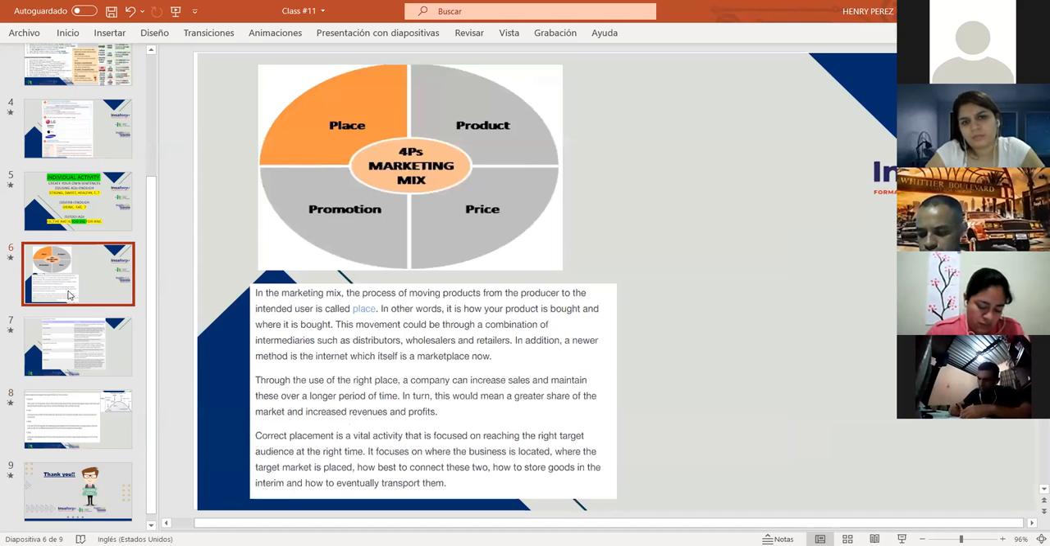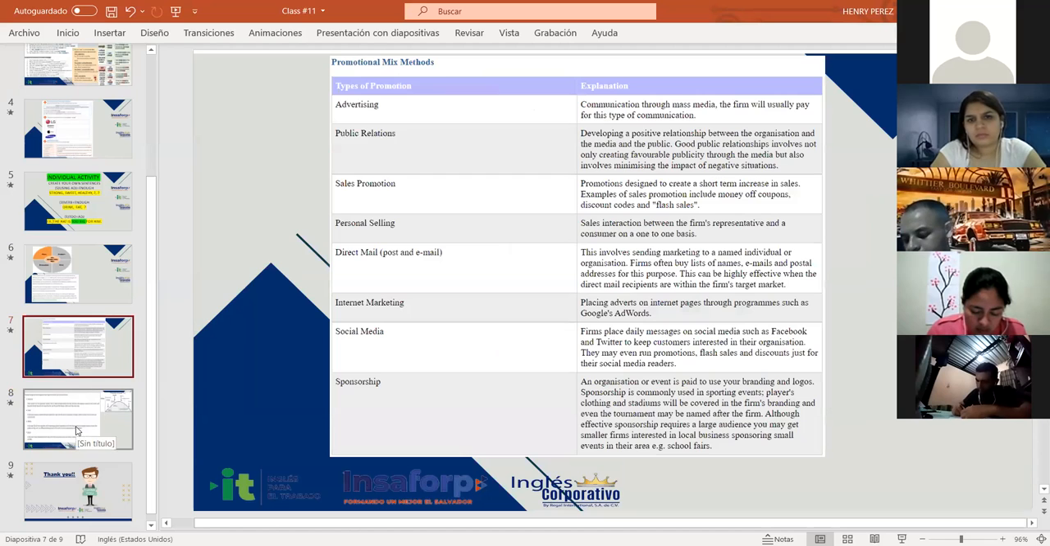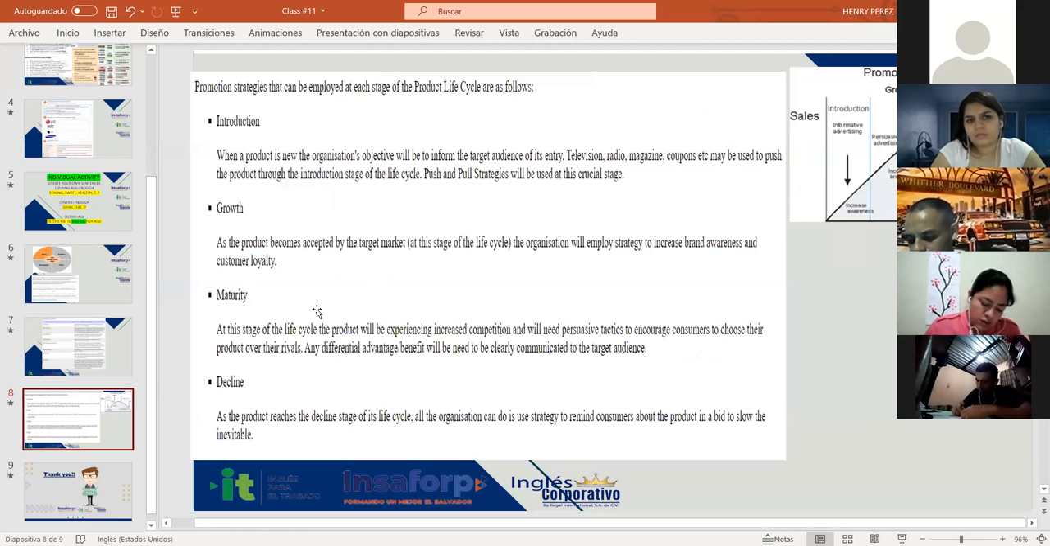Promotion, which is the last part of the marketing mix, the four P's. We're going to talk about place and promotion and the strategies, different methods and strategies, for tomorrow.